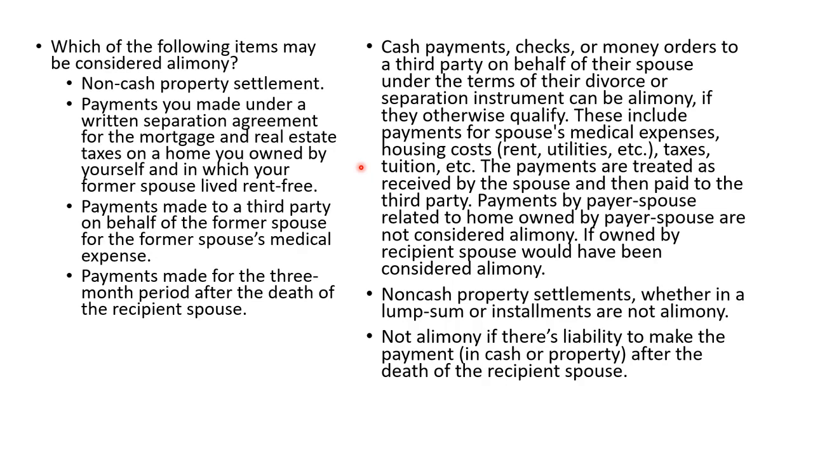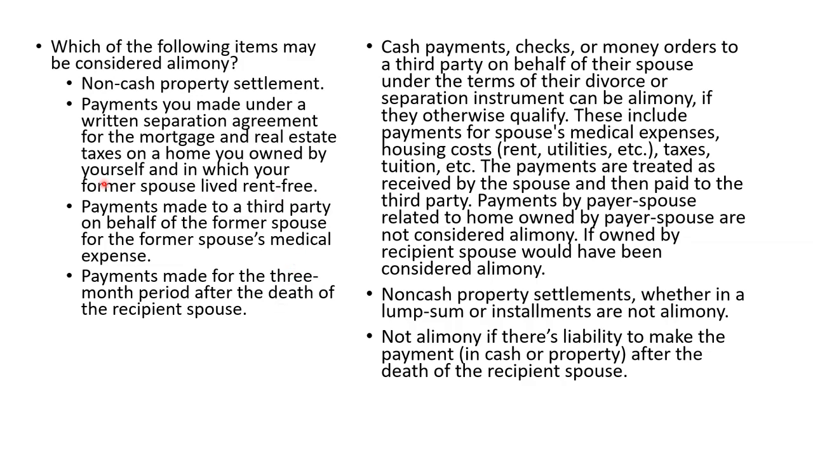Let's look at a few questions. Which of the following items may be considered alimony? A, a non-cash property settlement. B, payments made under a written separation agreement for mortgage and real estate taxes on a home owned by the taxpayer in which their former spouse lives rent-free. C, payments made to a third party on behalf of the former spouse for the former spouse's medical expenses. D, payments made for the 3-month period following the recipient spouse's death.